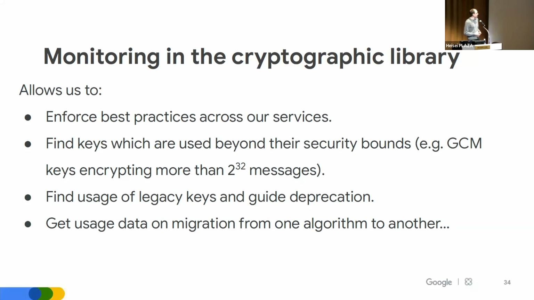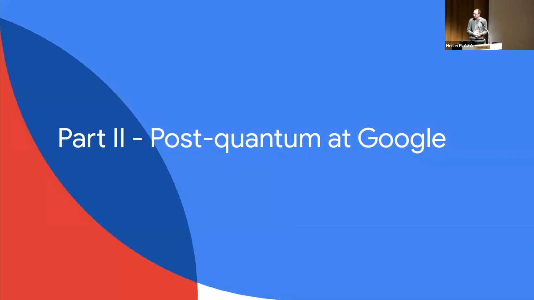It's also very nice here to detect usage of legacy keys or guide deprecation, because we can exactly see who is still using which algorithms. And it's also nice if you're migrating from one algorithm to another, we can observe this in the monitoring. We can see which percentage of a service already moved to the new key. Which brings us to the second part of this talk, which will be about how we transitioned one of our protocols to post-quantum.